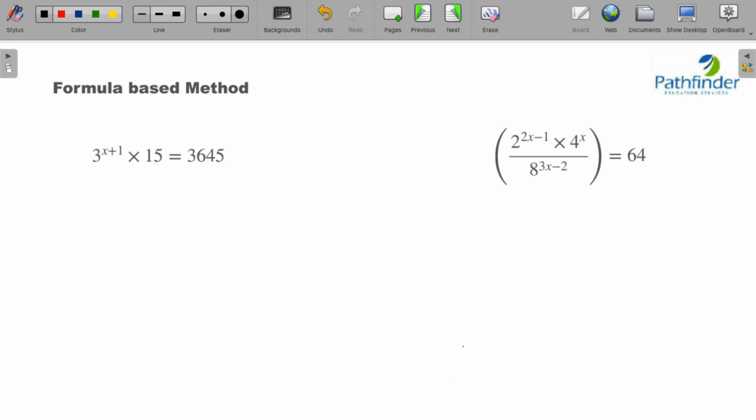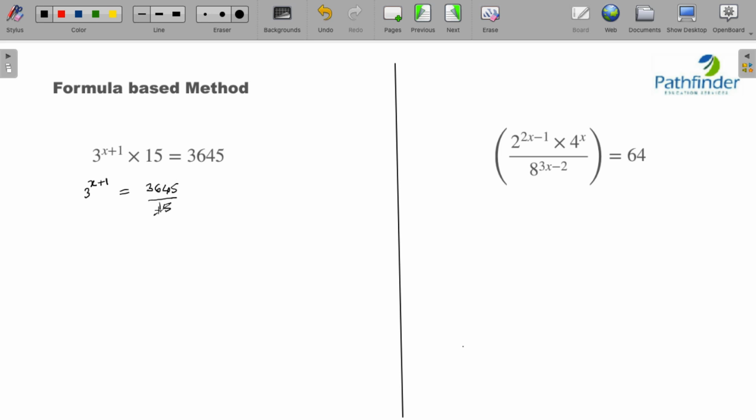This is our first equation to solve: 3 to the power x plus 1 multiplied by 15 is equal to 3645. The first step you need to do is keep 3 to the power x plus 1 on one side. So you have 3 to the power x plus 1 on this side, which is equal to 3645 upon 15.